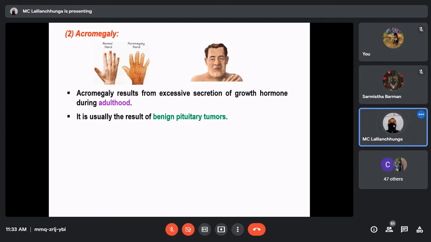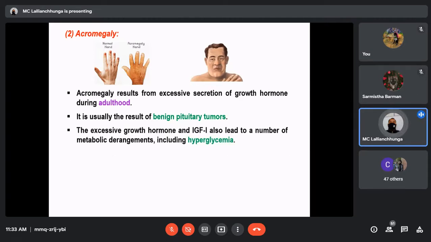So what will happen is that the excessive growth hormone and IGF also lead to a number of metabolic derangements, including hyperglycemia. So you already know that this growth hormone function is to increase the blood glucose concentration. If that condition, acromegaly or too much secretion of growth hormone, is there during adulthood, there will also be hyperglycemia, high blood glucose concentration. The onset is typically occurring over several years. That means it will take so much time. Slowly it is taking place, this acromegaly condition.